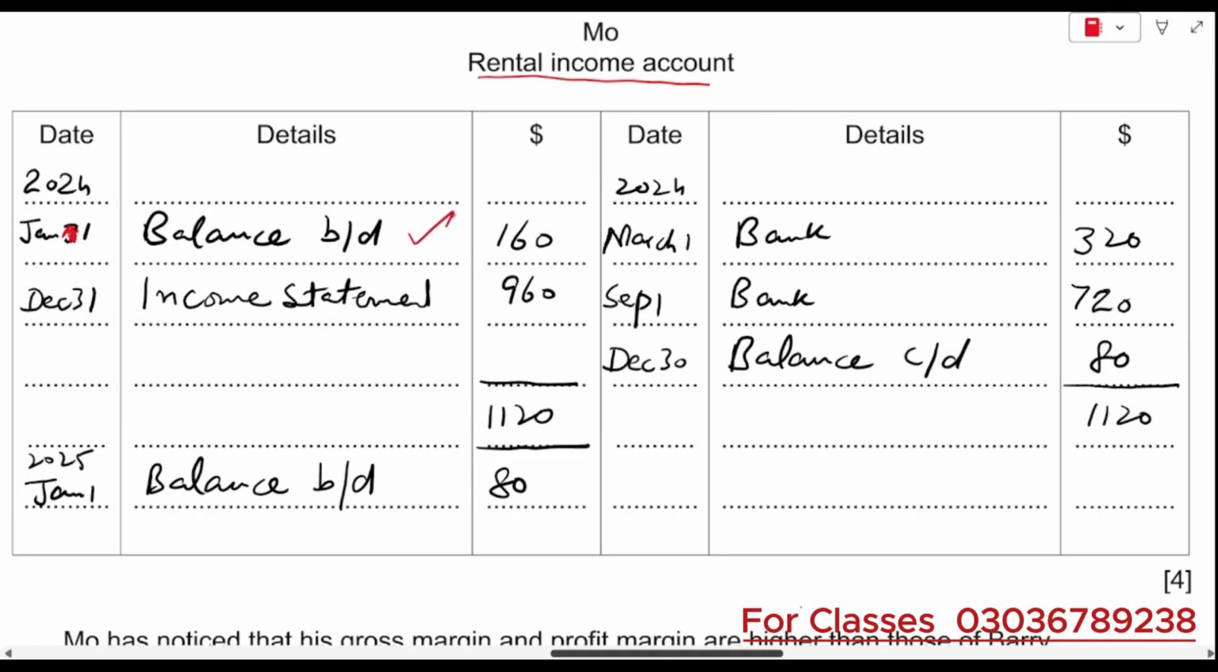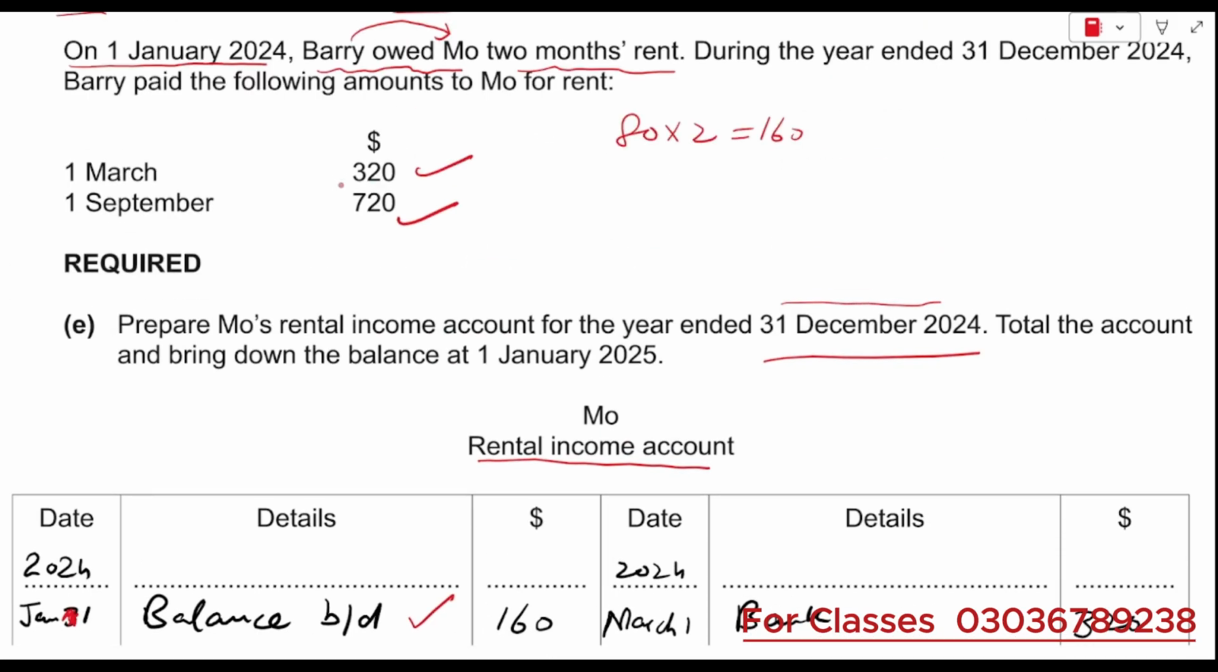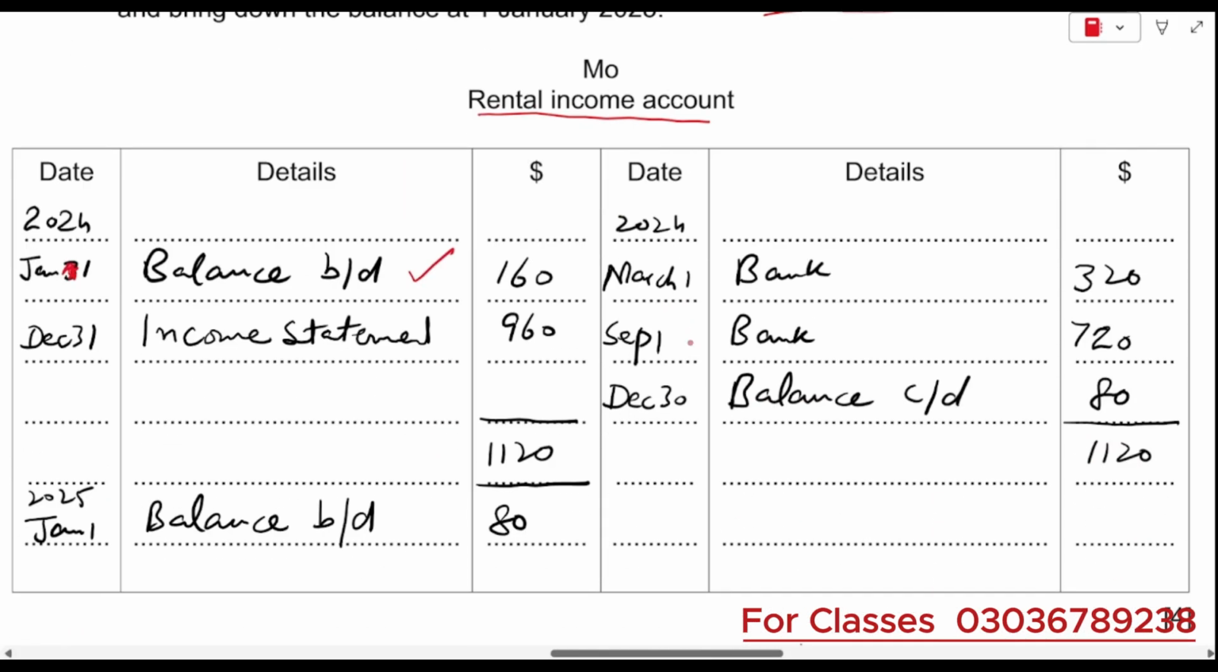2 months rent is receivable, and you know receivable is our asset. It is written on the debit side. If on the starting date the accrued income has some balance, it is written on the debit side because this is receivable, and this appears as a current asset. Then we will write the payments, both of the payments. These two payments were made by Barry during the year, 320 and 720. We will write their dates, on which dates they were paid. Bank will be debited and rental income account will be credited for these two values.